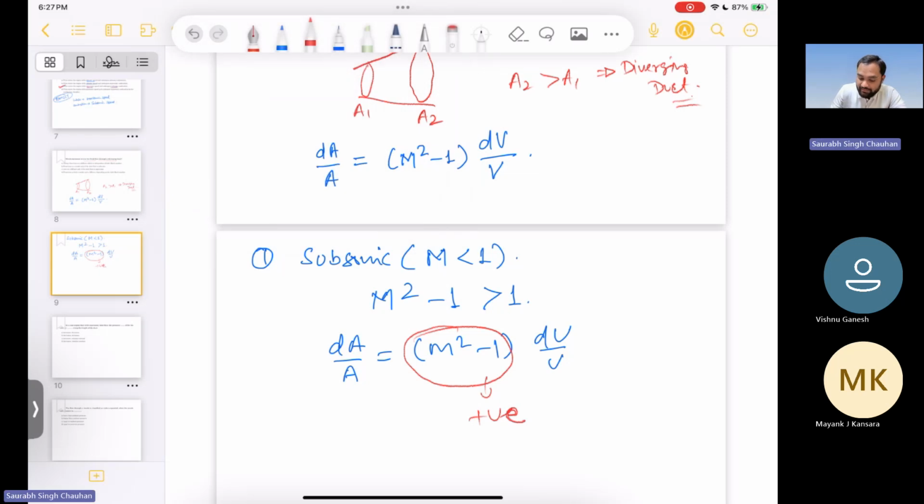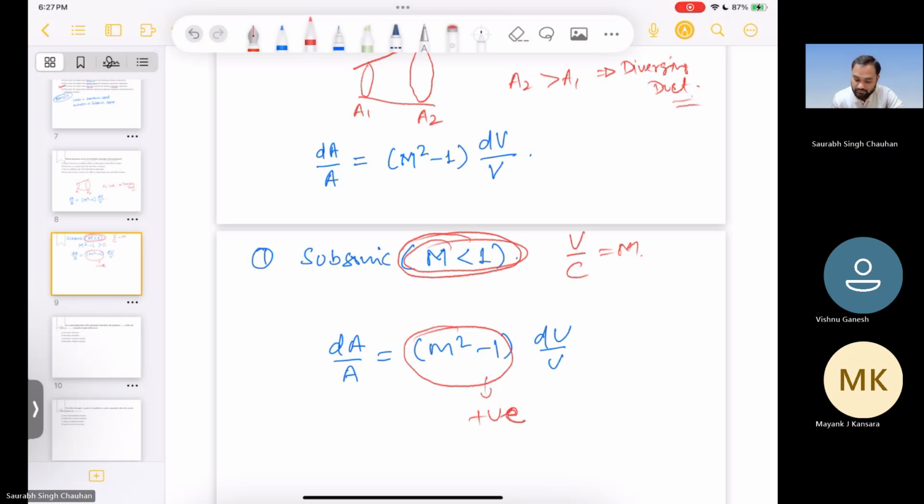I have written here that in the subsonic regime, Mach number is less than 1. What is Mach number? Mach number is the flow velocity divided by the sound velocity. In the subsonic regime, the speed is less than the sound speed, and Mach number is less than 1. So if M is less than 1, how can M squared minus 1 be greater than 0? If M is less than 1, then M squared minus 1 will be negative.